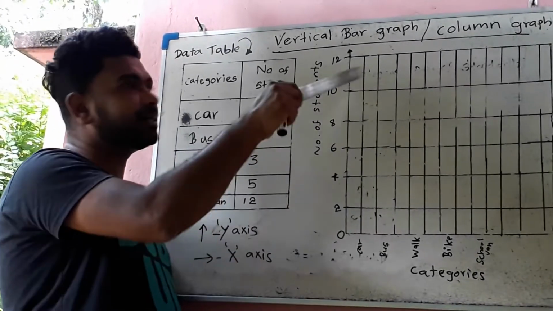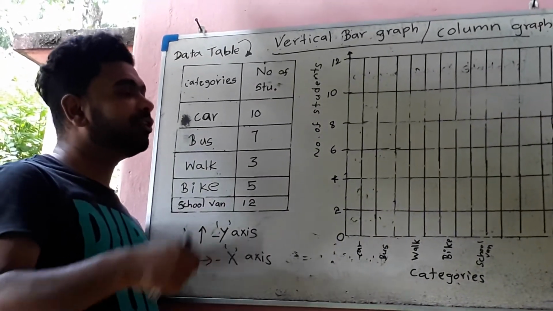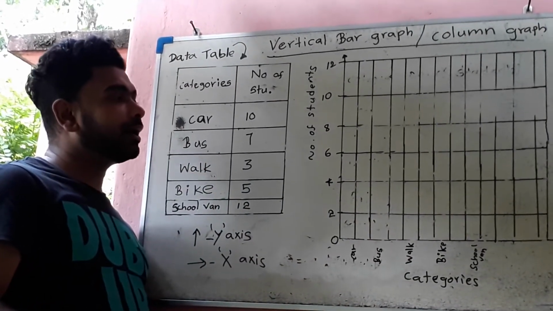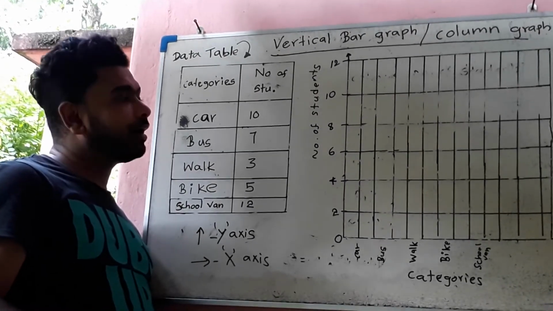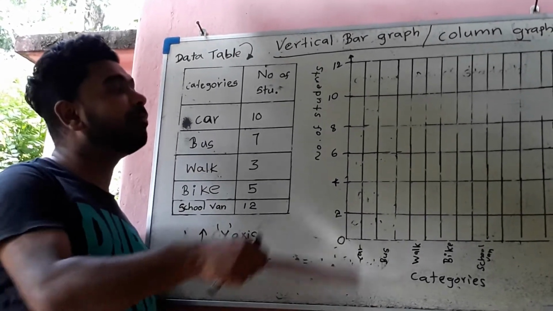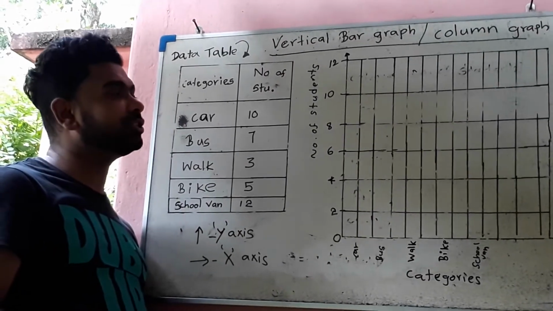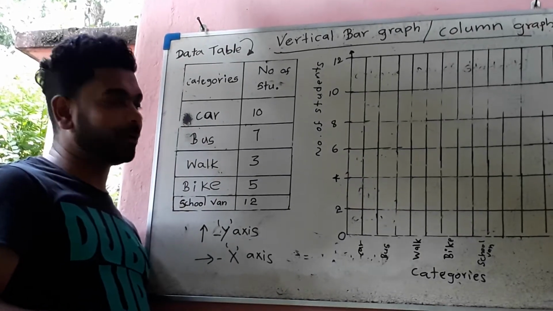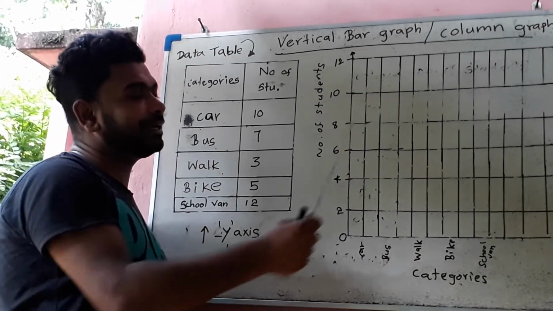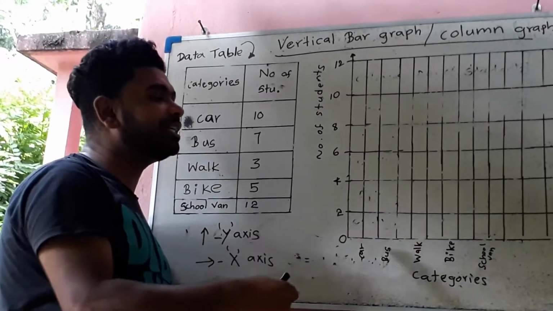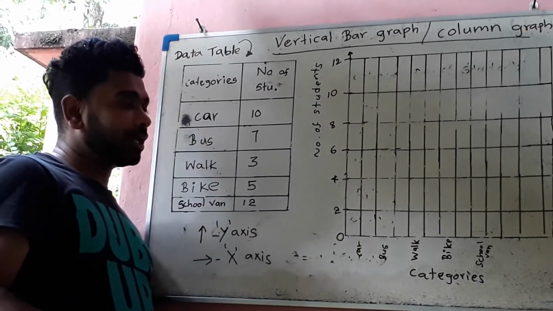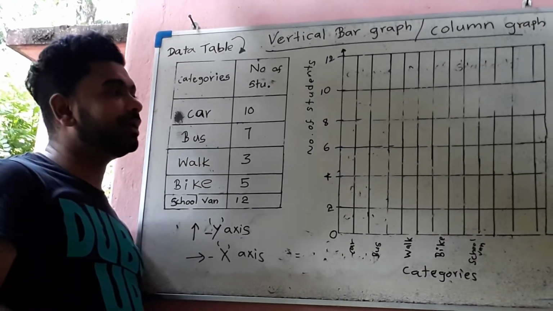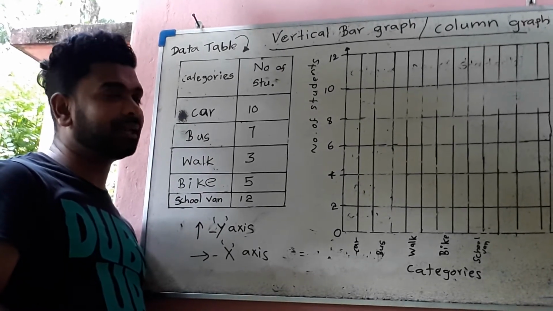When you draw a column graph or vertical bar graph, you need to remember that when you draw bars for each category, you need to draw bars of the same area, the same size boxes. And if you are going to keep a gap between the categories, you need to keep a same size gap for that as well. Okay, that is very important.